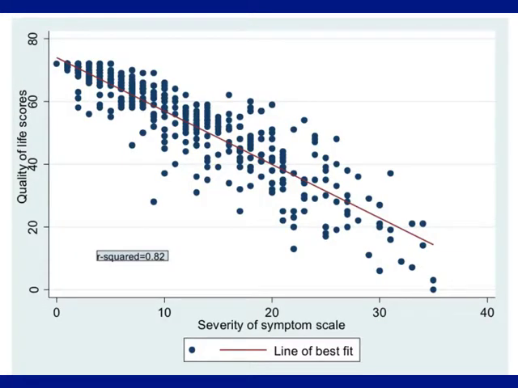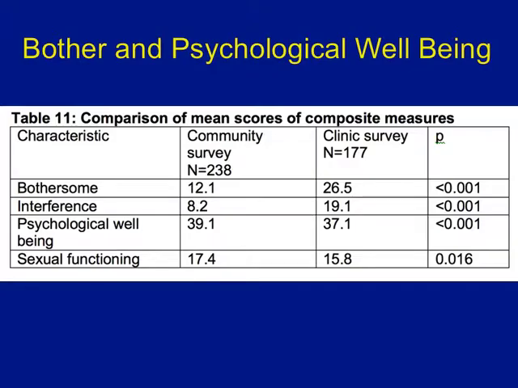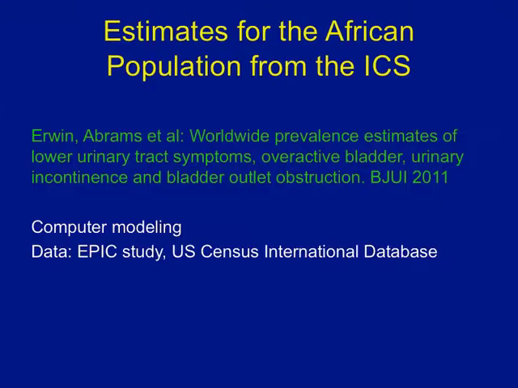The really long interview with the Epstein questionnaire has a quality of life index within it, and we have done some statistics and looked at relationships, but the general relationship of falling quality of life with increasing scoring for your lower urinary tract symptoms held true. And then, for the psychological well-being questions of that section, about 40% of people, both in the community and in the clinic, thought that their psychological well-being was highly affected by their symptoms.